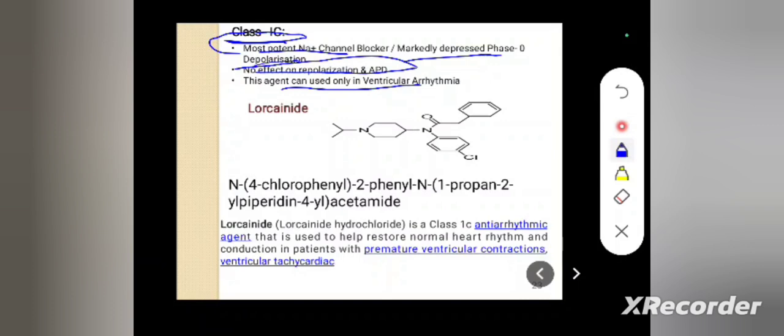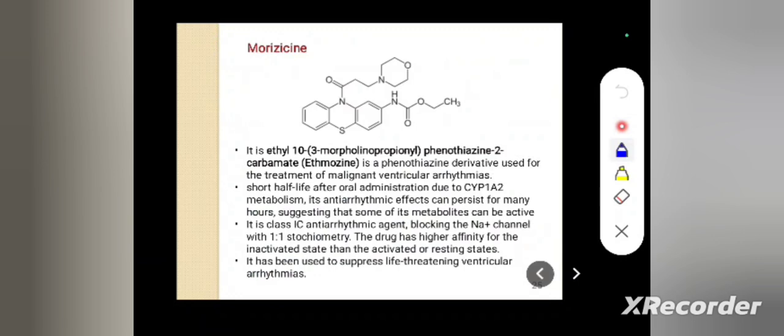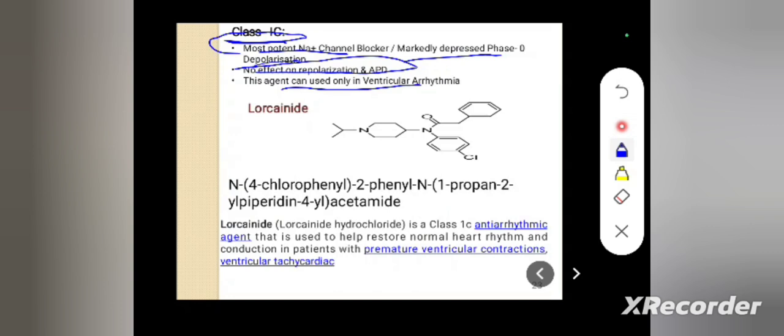So there are different examples of class 1C. For example, lorcainide and propafenone are examples of class 1C. Flecainide and moricizine are also examples of class 1C. So starting with lorcainide, that is the first class 1C drug.